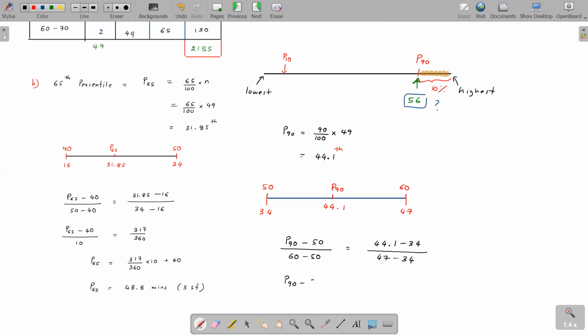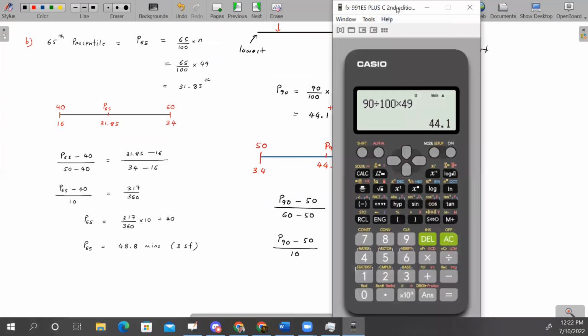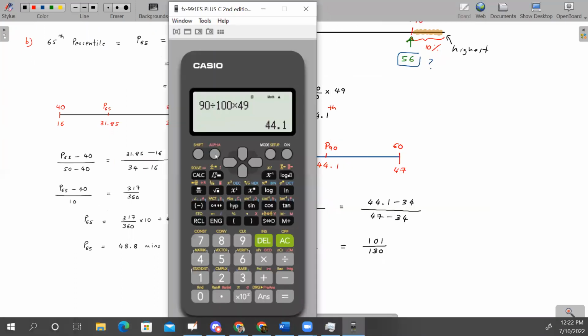So 60 minus 50 is 10. Get the answer. How much is it? 44.1 minus 34 over 47 minus 34. That is 101 over 130. Is it? 101 over 130. Okay, we'll check on that just to be safe. 44.1 minus 34 over 47 minus 34. So I get the answer, yeah, 101 over 130.